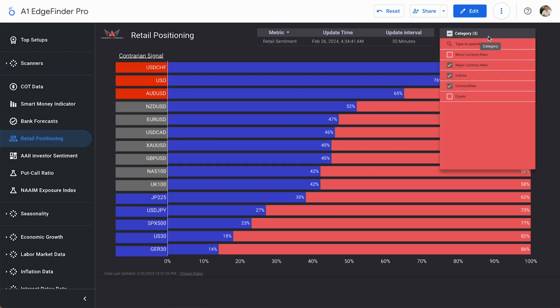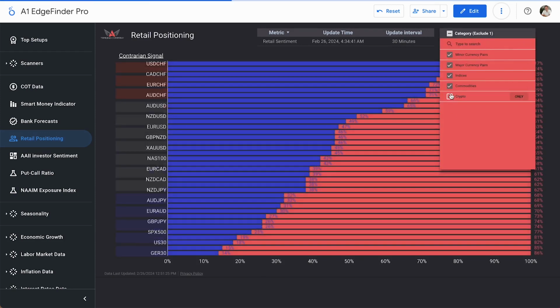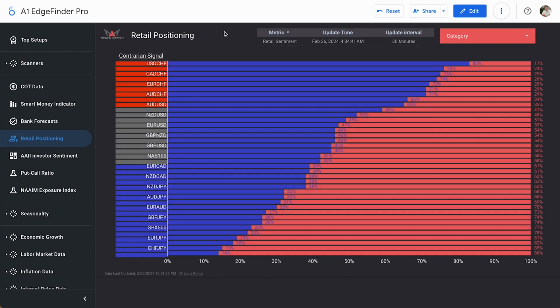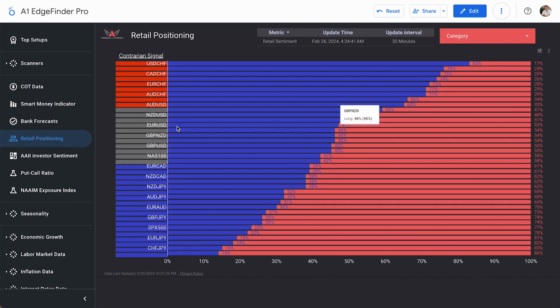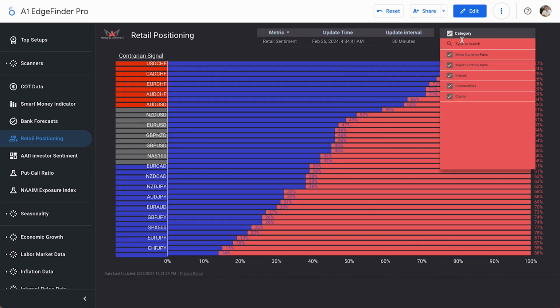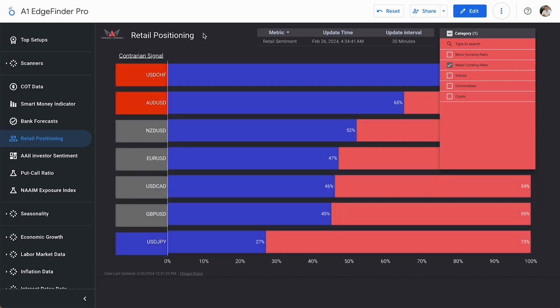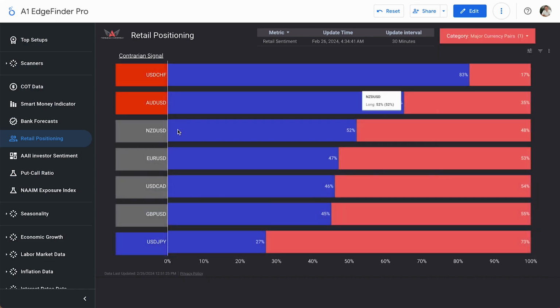And just for fun, this is the full complete list of all of the assets that we're tracking in the Edge Finder when it comes to retail positioning. In fact, this is so much that it's actually blowing everything out of proportion. So why don't we just start with checking out major currency pairs? That'll bring it back to normal. So here is just major currency pairs.